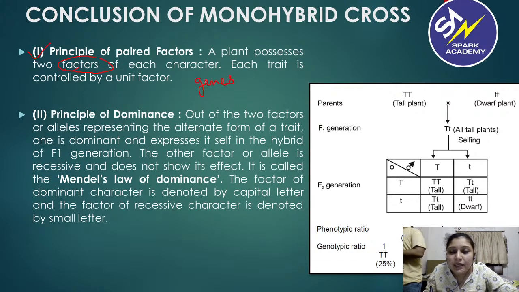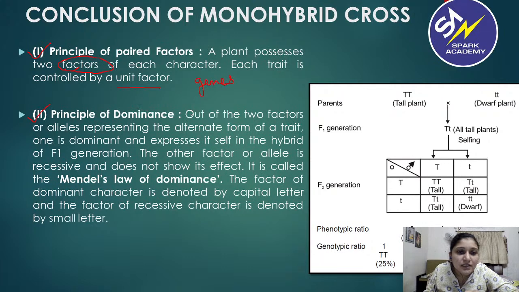For example, when we are talking about ourselves, if you take any one trait, any one characteristic, for example the color of your eye, then the genes responsible for this character are called factors in Mendel's language. There are two genes responsible for one character. Each trait is controlled by a unique factor.